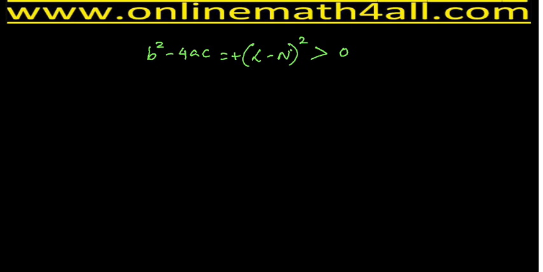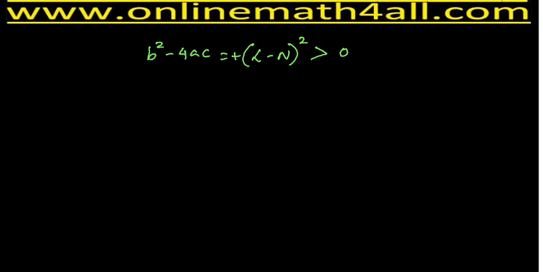Even inside the parenthesis, if the value of l negative n is negative, students please listen carefully, since we have the whole square, the value will become positive. Already outside of the parenthesis we have positive, so even if you have a negative sign inside the parenthesis, because of the whole square the term will become positive. So positive again will be positive. So definitely the value of b square negative 4ac is going to be greater than 0.